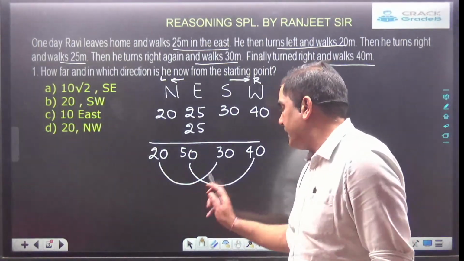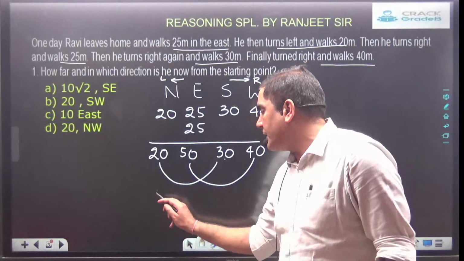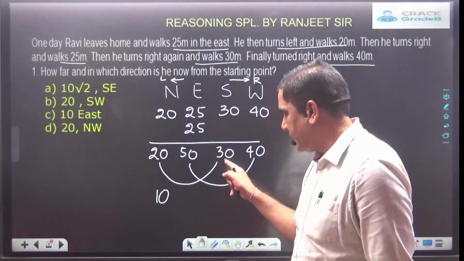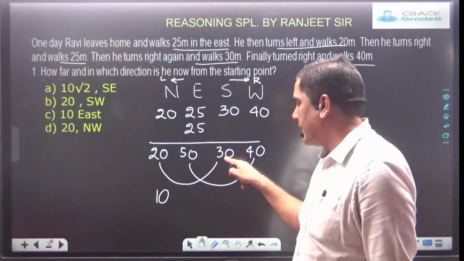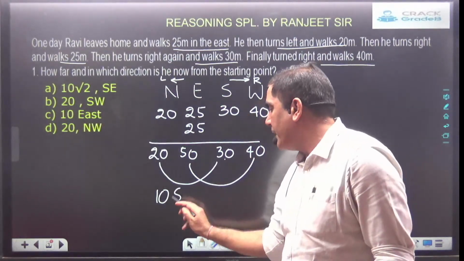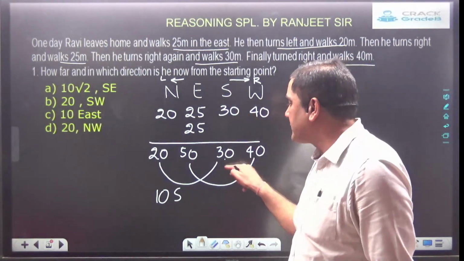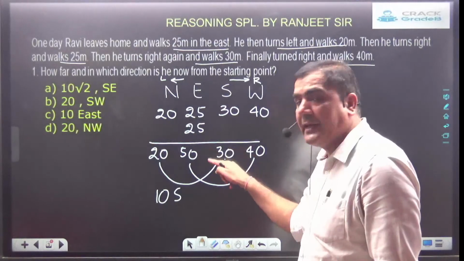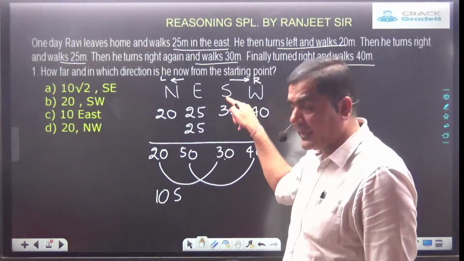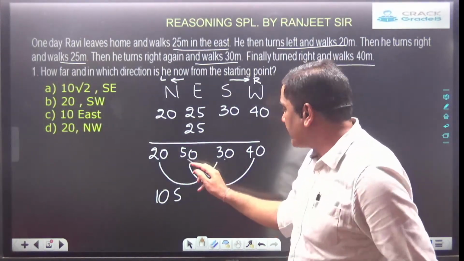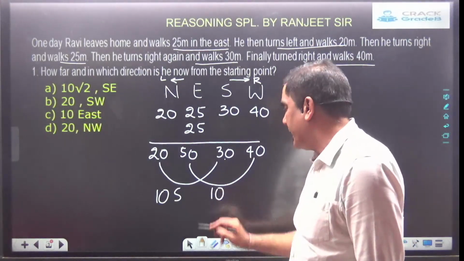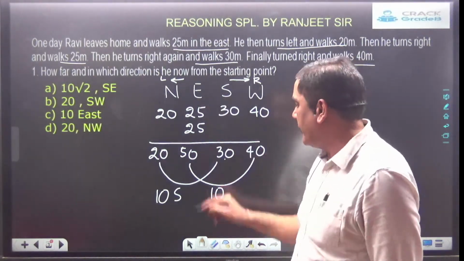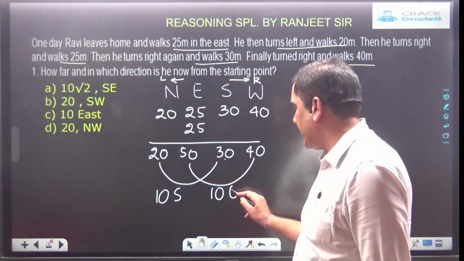Now 20, 30. 30 minus 20 will be 10. And write the direction of the highest distance. This is 20, this is 30, so direction should be south. You have to take the direction of the highest value. Here out of 20 and 30, 30 is the highest value, so take the direction as south. Now 50 minus 40 will be 10, and highest is 50. 50 is east. Clear?